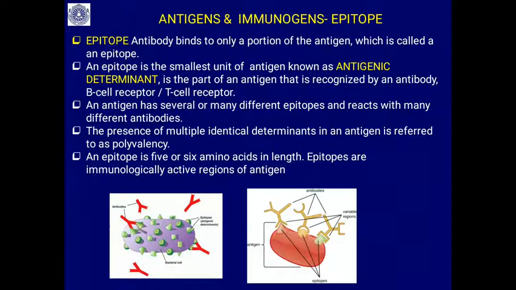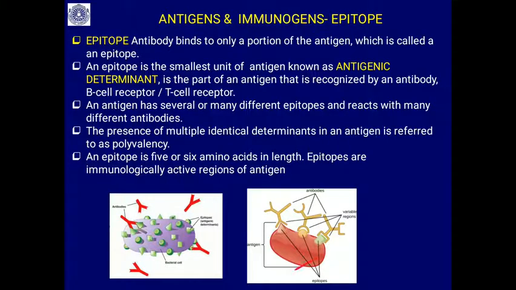All these green shapes are just a cartoon representation of antigenic determinants. Antibodies can specifically bind to these, which are called antigenic epitopes or antigenic determinants. These are the part of the antigen that is recognized by an antibody, B cell receptor or T cell receptor. They can recognize a small portion of the antigen, which is called the epitope or antigenic determinant.